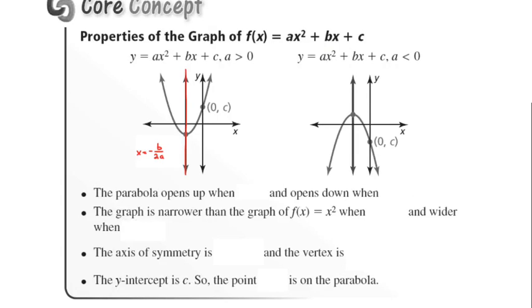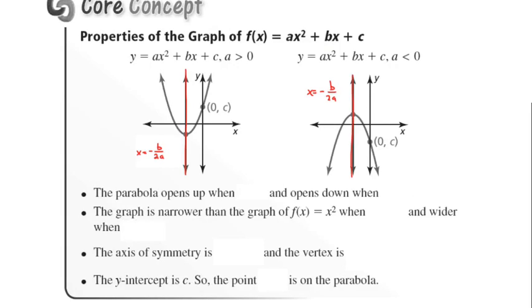Okay, same thing over here. Alright, even if it opens downwards, a is less than 0, I can get my axis of symmetry from the equation x equals negative b over 2a. Exact same formula.